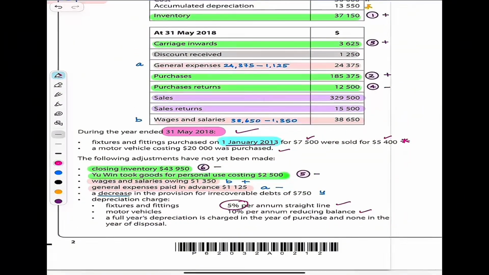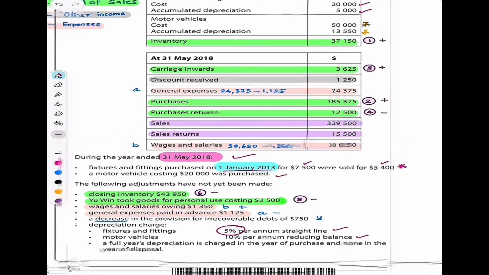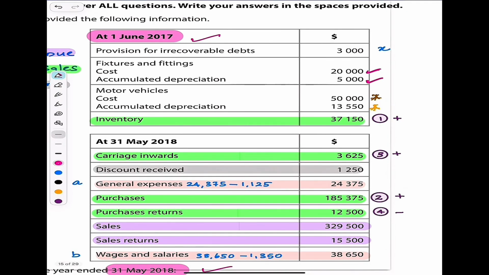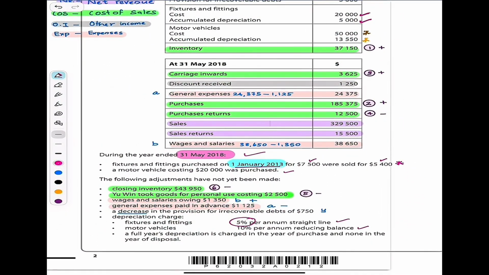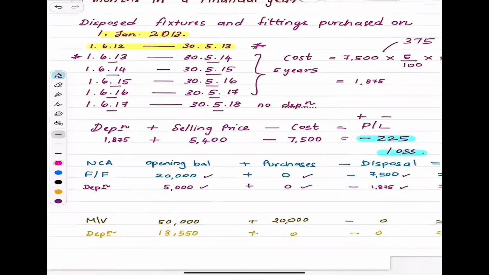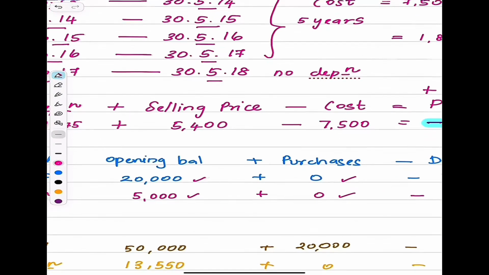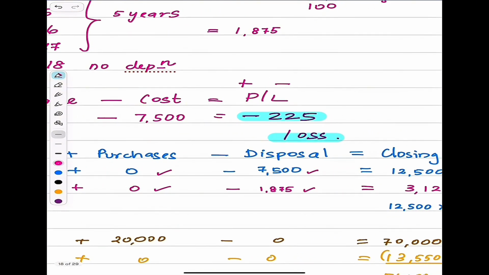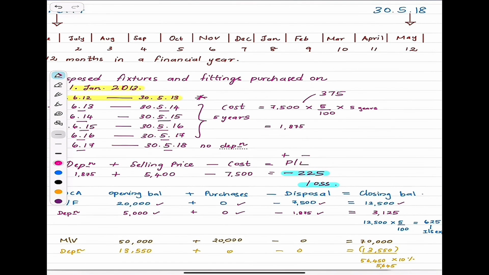Now let's start with the disposal. Fixtures and fittings purchased on 1st Jan 13 for 7,500 was sold for 5,400. We have fixtures and fittings cost 20,000 and we have accumulated depreciation of 5,000. We did not have any purchases of fixtures and fittings. Therefore, let's show this in a table. You have non-current asset, fixtures and fitting. Opening balance cost is 20,000. No purchases at the moment. Disposal cost is 7,500. Therefore, the closing balance of fixtures and fitting should be 20,000 take away 7,500, which should be 12,500.